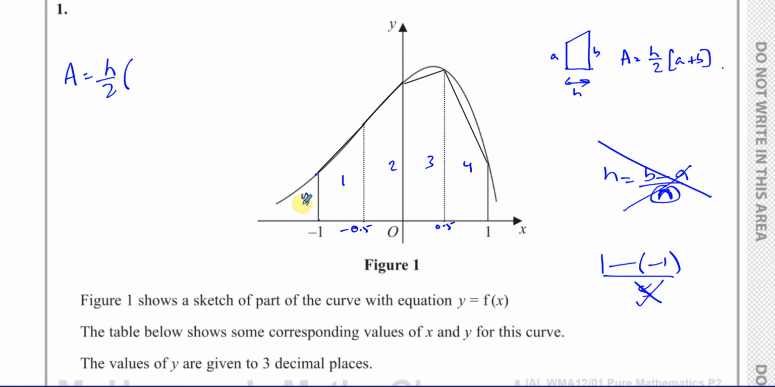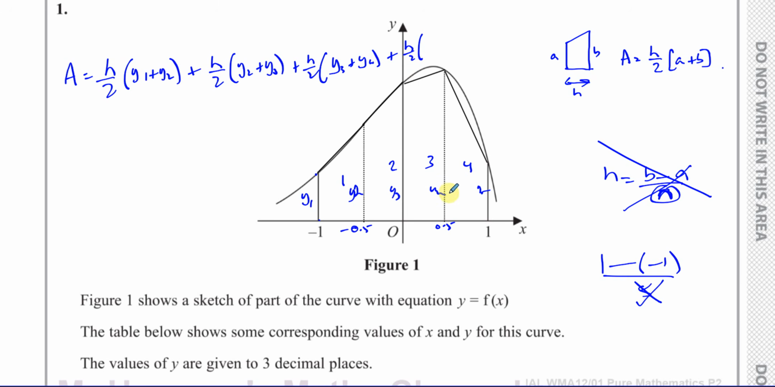let's call this y1 and y2. So y1 plus y2. Then you have the other one, h over 2, and this is y2 plus y3. So this is y1, this is y2, this is y3, this is y4, this is y5. Plus h over 2 times y3 plus y4. That's going to be this third trapezium. And the last trapezium will be h over 2 times y4 plus y5.